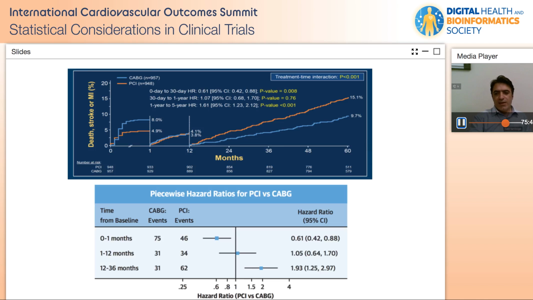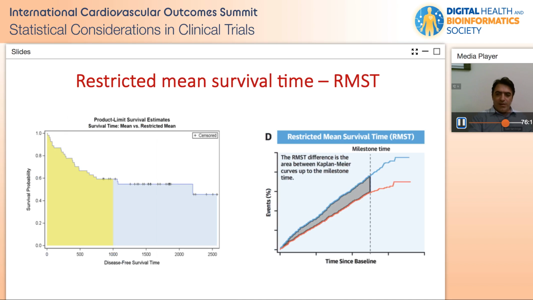The piecewise hazard seems to be a suitable method, as you see in the famous EXCEL trial. The hazard ratio can be estimated according to pre-specified time intervals. However, this is not highly recommended, as it will cause a significant loss of power, especially in randomized clinical trials. In the presence of non-proportional hazard, the restricted mean survival time is one of the most preferred methods.